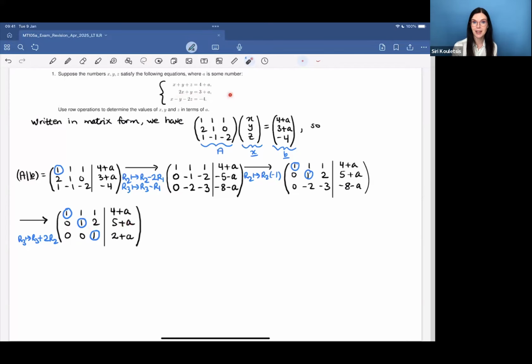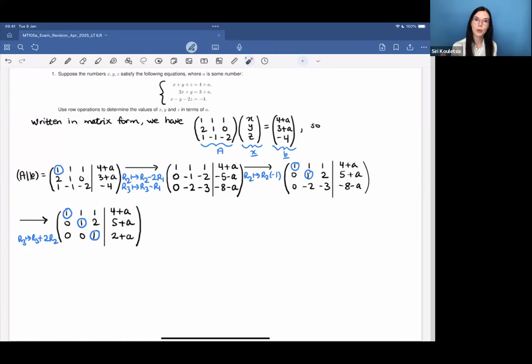So that's not the same as the one we had before. And our final and third equation is z equals 2 plus a. That's not the same as the third equation in our system either. But what is it that these two linear systems have in common? It is that they share the same set of solutions.